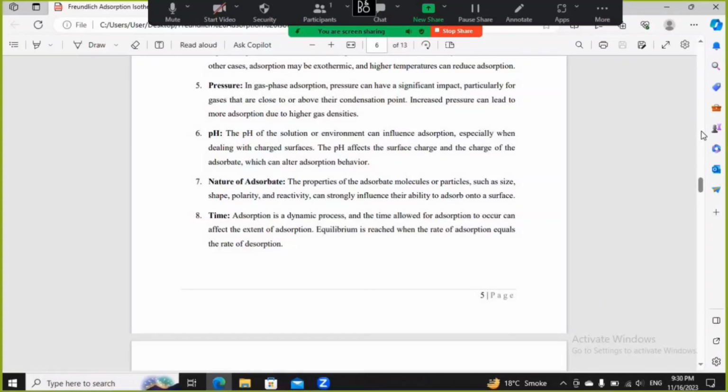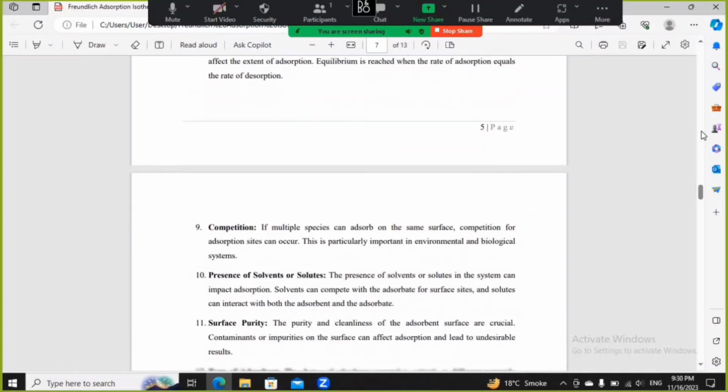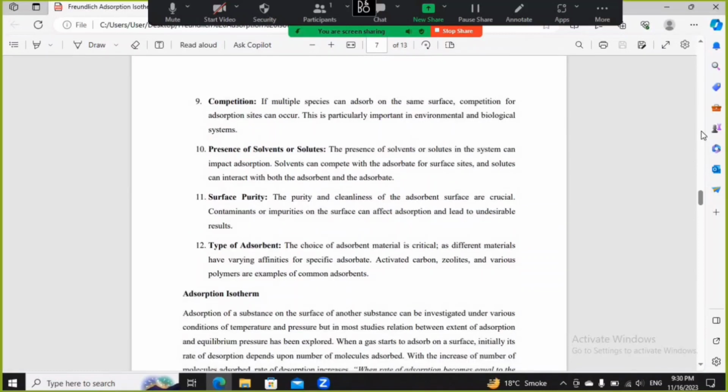The next factor is time. Adsorption is a dynamic process, and the time allowed for the adsorption to occur can affect the extent of adsorption. And when equilibrium is reached, it means that the rate of adsorption becomes equal to the rate of desorption. The next factor is competition. If multiple species can adsorb on the same surface, competition for adsorption sites can occur. This is particularly important in environmental and biological systems.